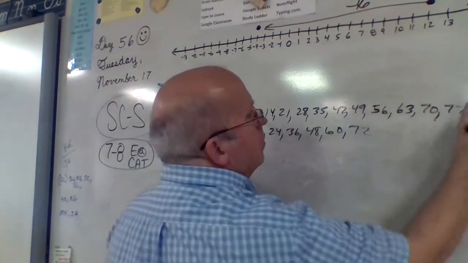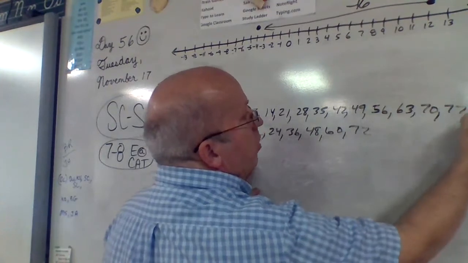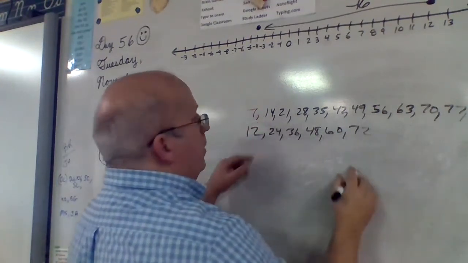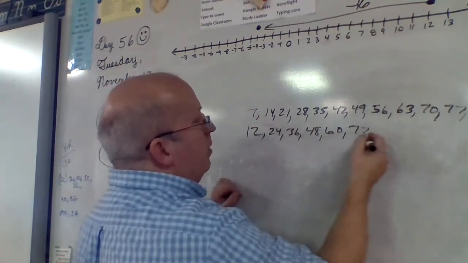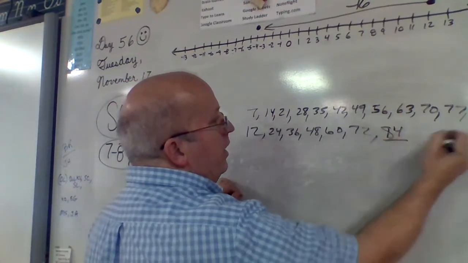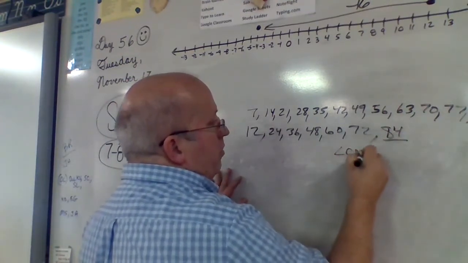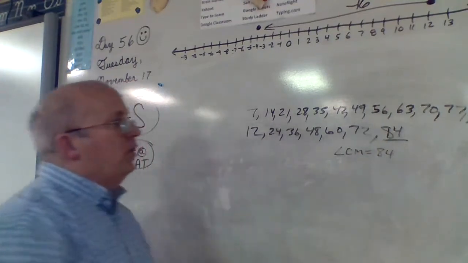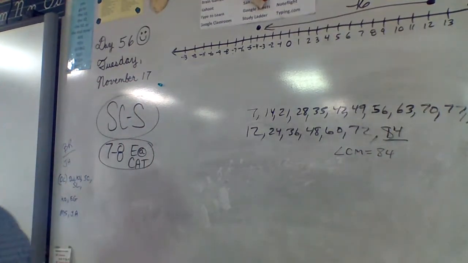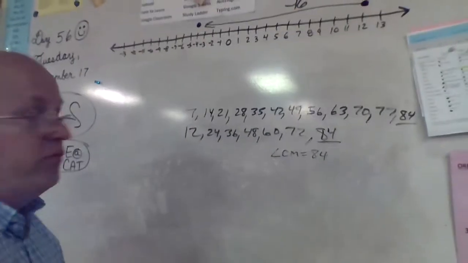Wow. Where is it? 7 times 12 is 84. How about 12 times 7 is 84. Hey, there it is. Yeah, sometimes you have to go out a ways, don't you? The smallest multiple they have in common is 84. Goes off the screen a little bit.